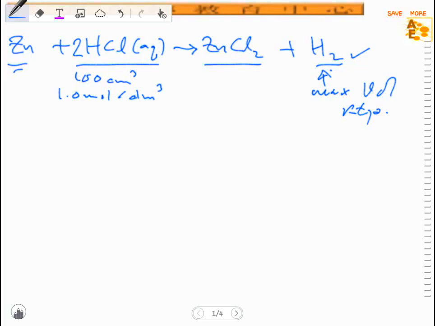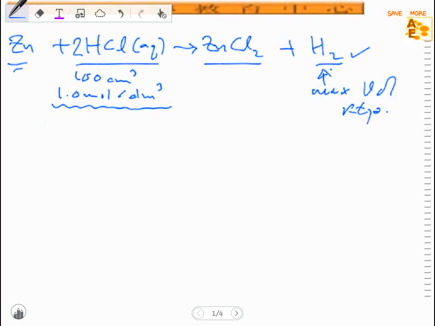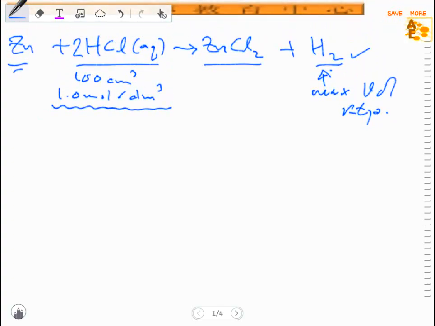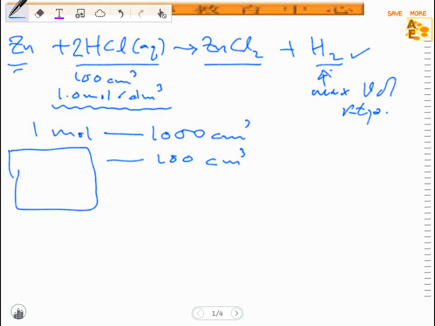We have to start somewhere, so we start with this 1 mole per cubic decimeter. That means for hydrochloric acid we can just put here 1 mole. 1 cubic decimeter is 1000 cubic cm, and we only use 100 cubic cm out of this concentration. So we need to find how many moles are in 100 cubic cm.